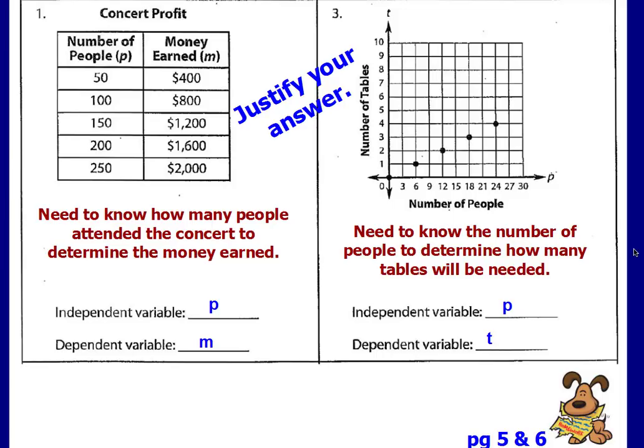This is what you're going to do for your homework. You're going to identify the independent and dependent variables from the graphs and the charts, from the tables, and then you have to justify your answer like we've done here.